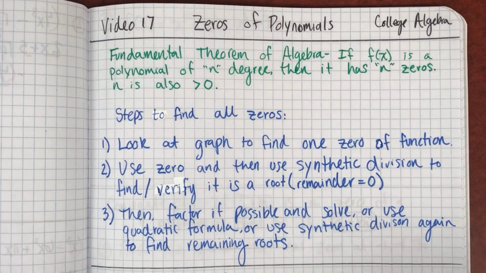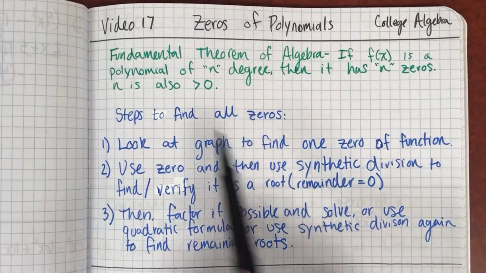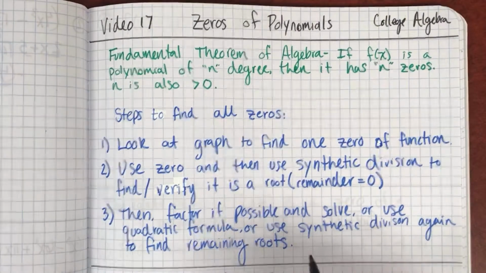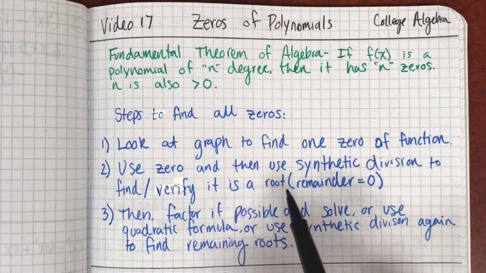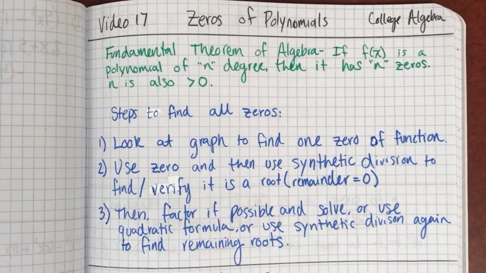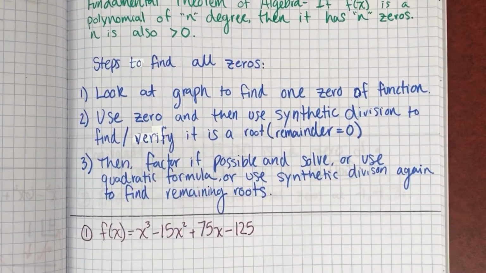So first of all, we're going to talk about the fundamental theorem of algebra. It sounds really big and fancy, but what it means is any polynomial of degree n has n zeros, and n just has to be greater than 0. So if I have a polynomial with a degree of 4, then I have 4 zeros. And that includes real and non-real.